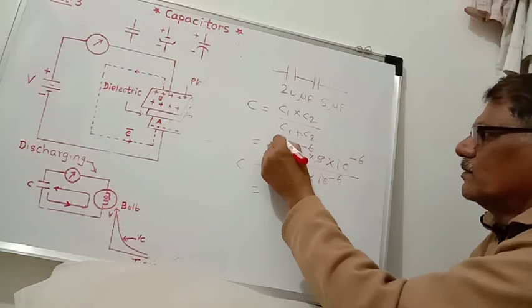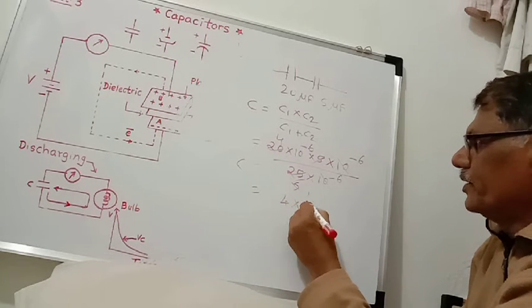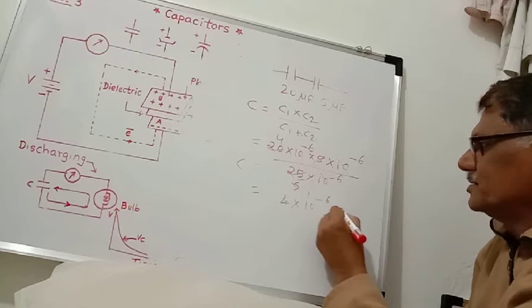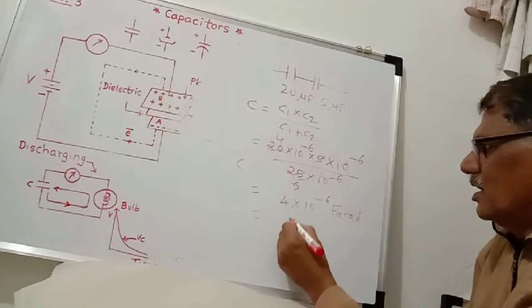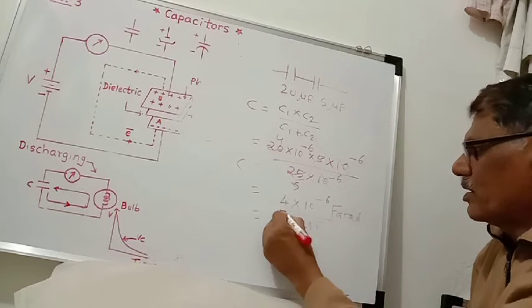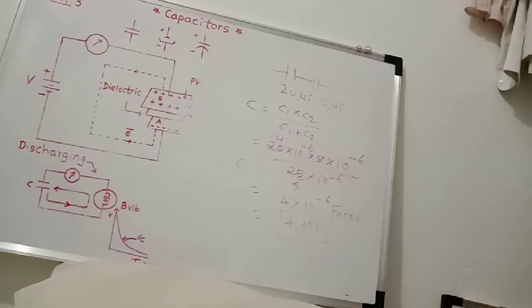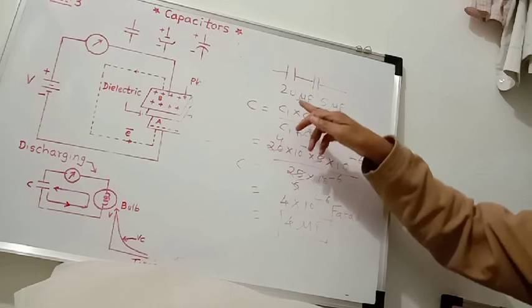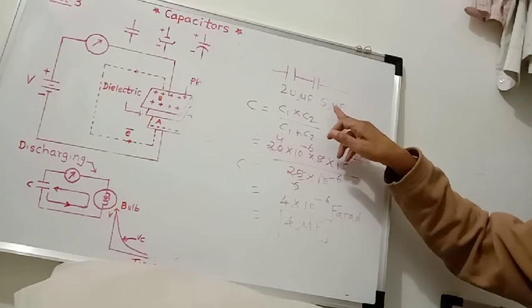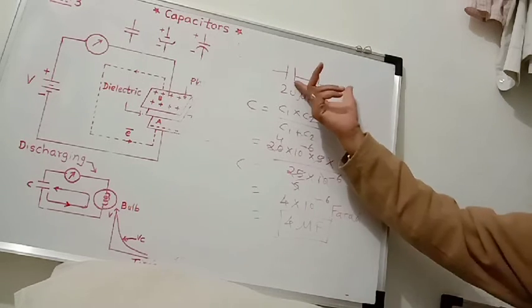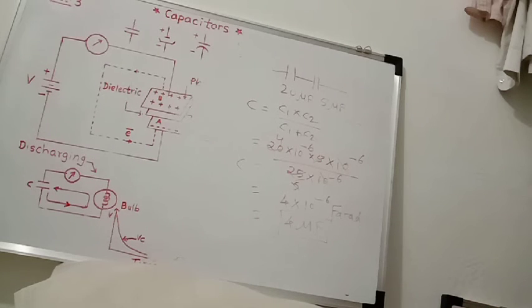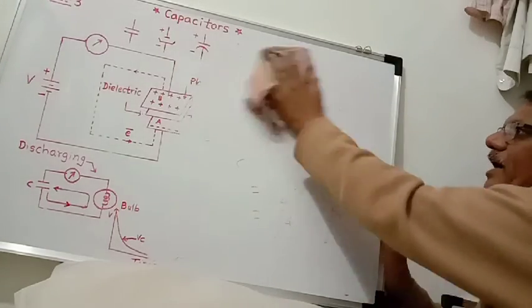25. So we get 4 into 10 raised to minus 6 farad, that is 4 microfarad. So this is the answer, 4 microfarad. When the 20 microfarad and 5 microfarad capacitors are connected in series, we get the equivalent capacitance 4 microfarad. Now let us see when these two capacitors are connected in parallel.